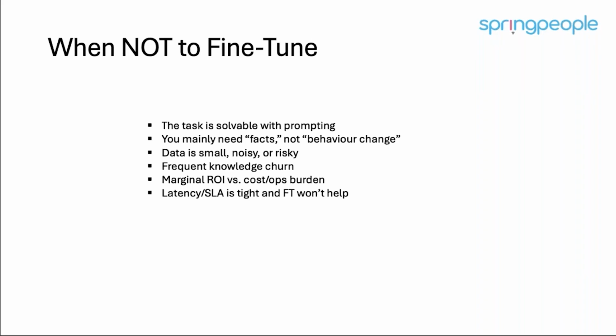Okay, you may mainly need facts and not general behavior. So in that case, we don't need it. Data is small, noisy, and risky, for which you really don't. And frequent knowledge churn is another classic case where you want to not do a lot of fine tuning. In a case like frequent knowledge churn, a lot of people adopt this other methodology called RAG, which is kind of a replacement for your fine tuning as such.